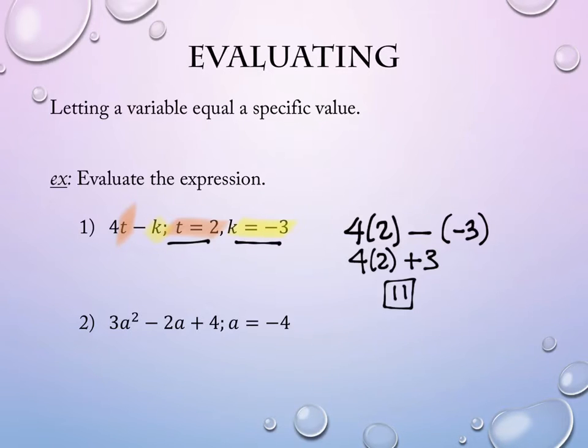We can do the same thing on the next one. It actually only has one variable, the a, but the a occurs more than once in the expression, so we have to evaluate in every location where the a currently resides. So I have 3, and then a is -4. Please make sure you put the -4 in parentheses and square it, because I want you to remember that you're going to multiply -4 times -4 and not lose the negative somewhere along the way. And then I have -2 times, again, -4, and then plus my 4.